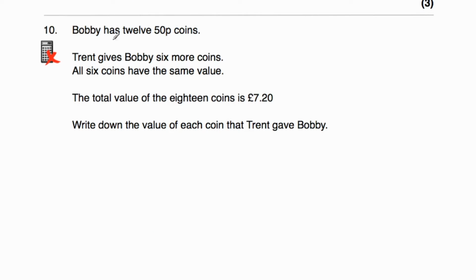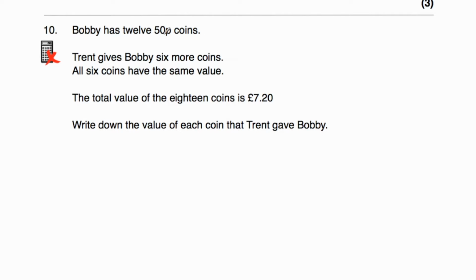So question number 10 says, Bobby has got 12 50p coins and Trent gives Bobby 6 more coins and all of those coins have got the same value. Now the total value of the 18 coins, because he had 12 already and then he gets another 6, so he's now got 18 coins and the total value is £7.20. Write down the value of each coin that Trent gave Bobby.